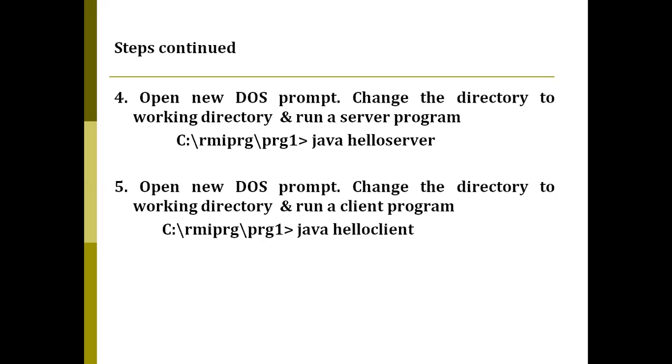So with these steps, right now I have to work with 3 DOS windows. On one window, there will be RMI registry running. On another window, server program will be running, and on the third window, we'll be having the client side, that is hello client dot class file running. So this is what about the RMI programs, how you can write it and how you can execute it.